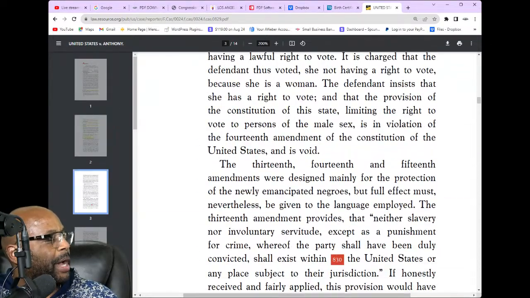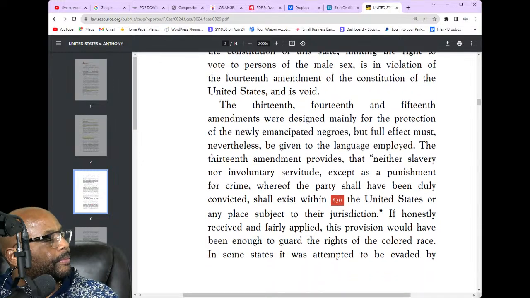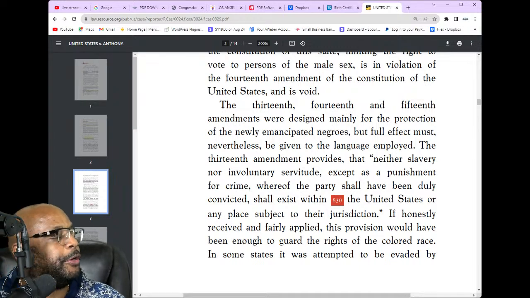Let me see if I can get into the body of it. Okay, so right here. Let's start right here. The 13th, 14th, and 15th Amendments were designed mainly for the protection of the newly emancipated Negroes, but full effect must nevertheless be given to the language employed. The 13th Amendment provides that neither slavery nor involuntary servitude, except as a punishment for crime, whereof the party shall have been duly convicted, shall exist within the United States or any place subject to their jurisdiction.